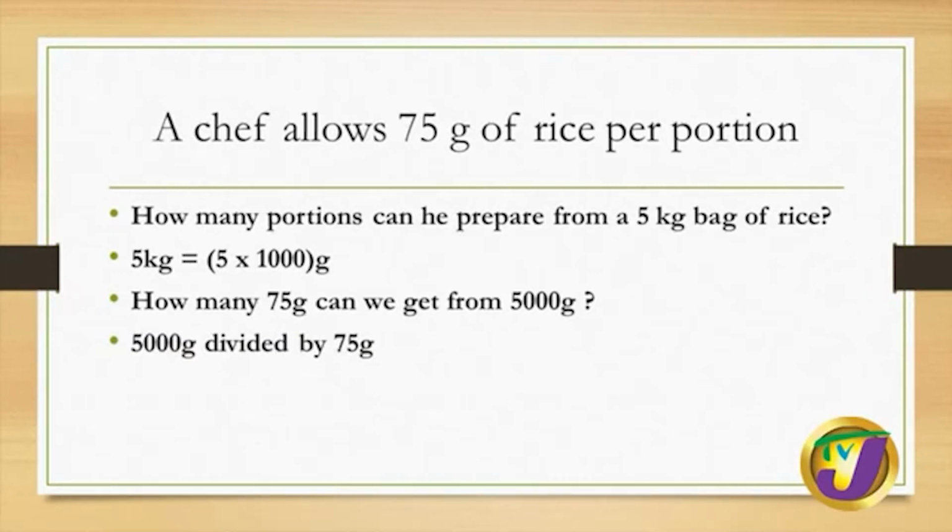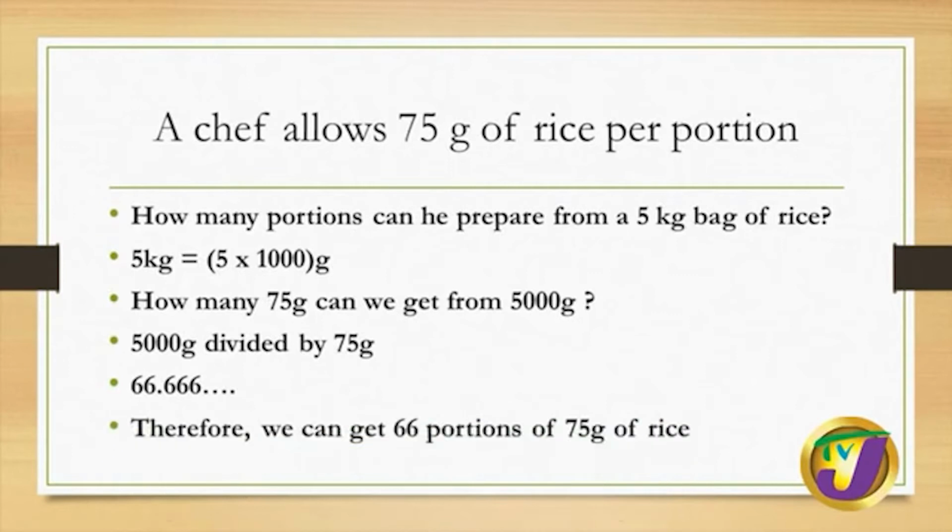What did you get? Yes, that's a unique number, isn't it? 66.666. If you were looking at some previous lessons we have, there's a special name for this kind of number. It is a recurring decimal. But the question asked how many portions he can prepare from a 5 kilogram bag of rice. So the number of portions would be 66 portions. Okay, awesome, great job.